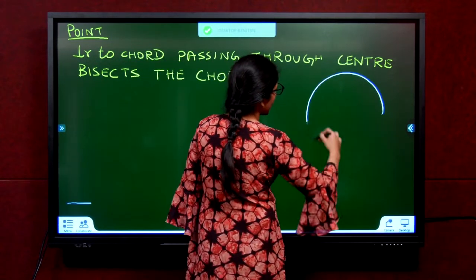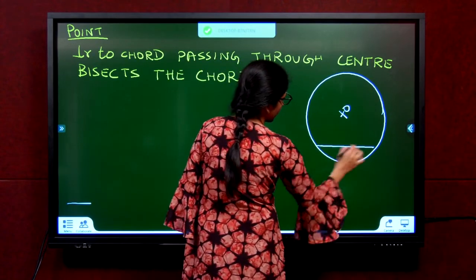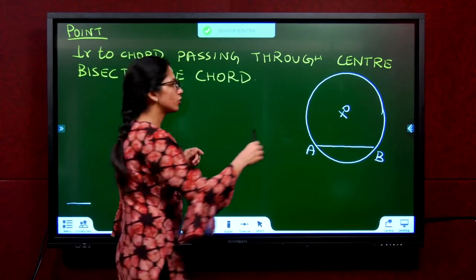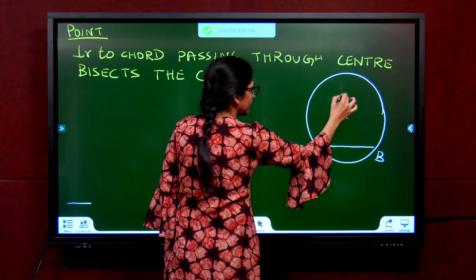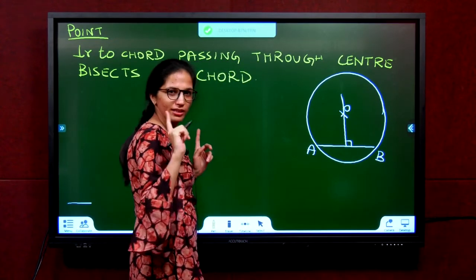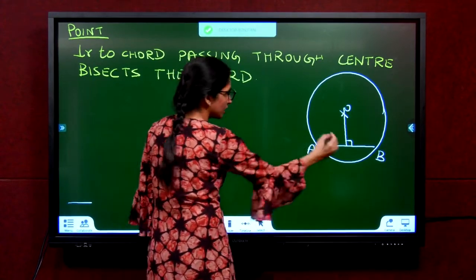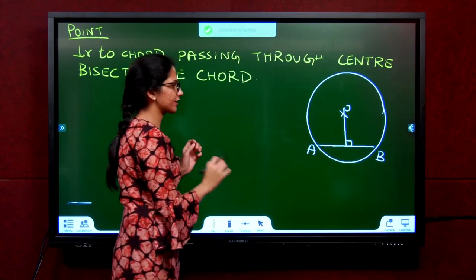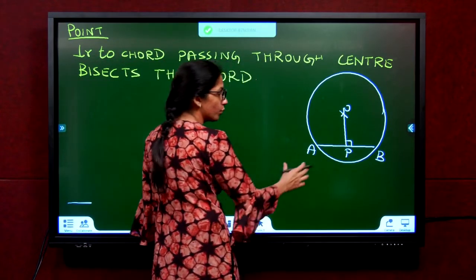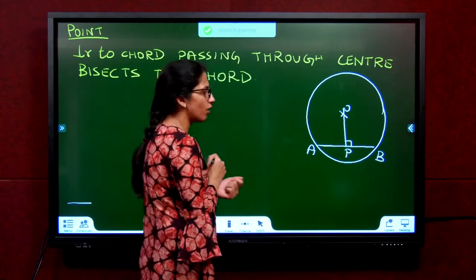Concentrate carefully. If I have a circle with center O and I have a chord AB, they are telling you if you draw a perpendicular through the center, the perpendicular can be anything. Only one perpendicular is possible, because there is one perpendicular and one shortest distance. This whole thing can be perpendicular, you can extend it. They are only telling it's perpendicular. Then you have to prove that AP equals BP. Bisect means divide into half.